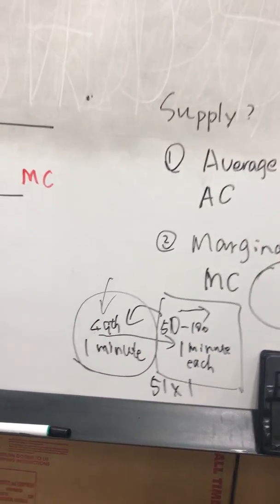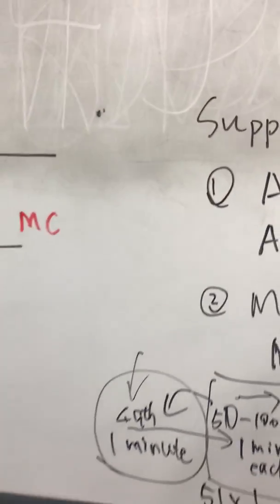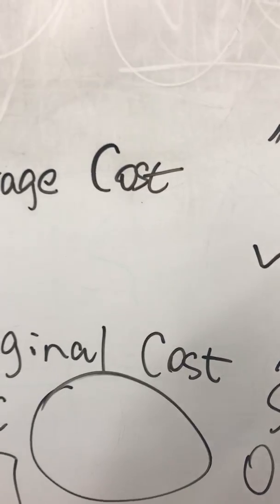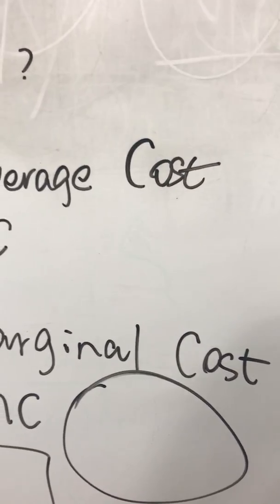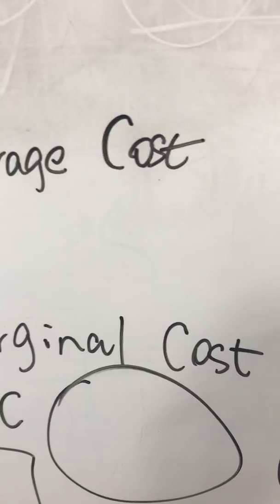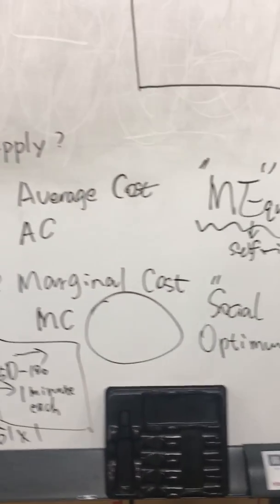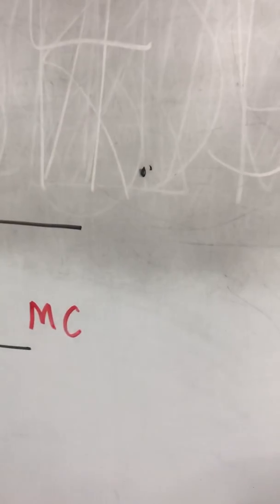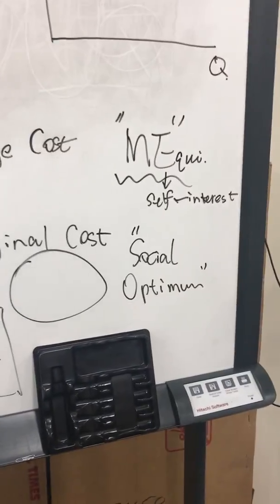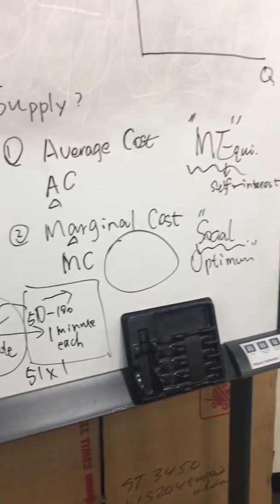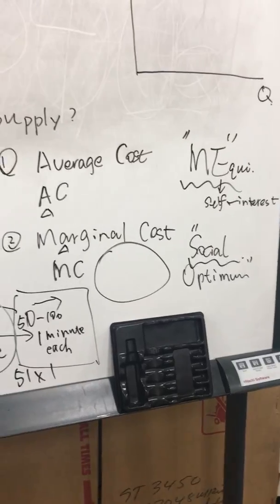Then that's the difference. So that's why when we are talking about market equilibrium, it means everybody only thinks about themselves. That's what equilibrium means, right? Self-interest. Everybody is going to think about themselves, which is average. So when we talk about social, we talk about marginal. So that's how we can distinguish the two costs in an easy way.